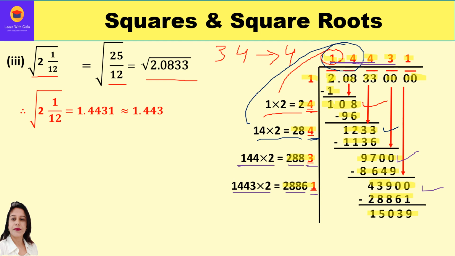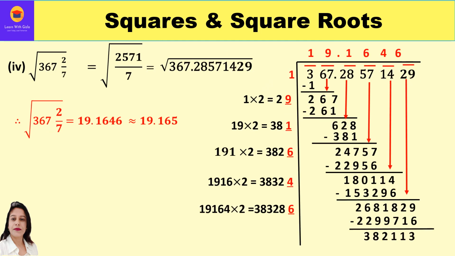I will stop further division because I have got 4 decimal places, right? In the quotient, I have already got 4 decimal places. Now you can see that the square root of 2 1 by 12 is 1.4431. Now the fourth place is 1. Fourth place I have got 1, which is less than 5, right? When the fourth place is less than 5, the third place remains the same. Third place is 3 over here, right? So it remains the same. So approximately I can say square root of 2 1 by 12 is 1.443, right?